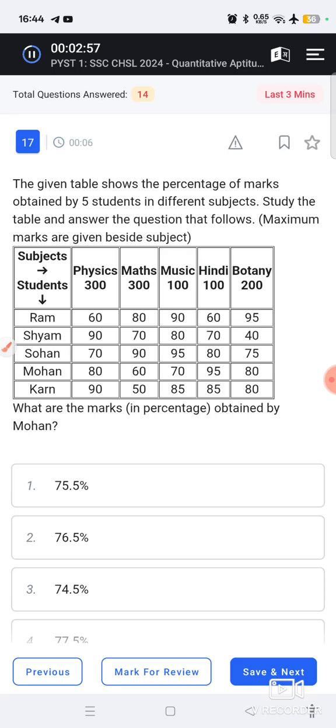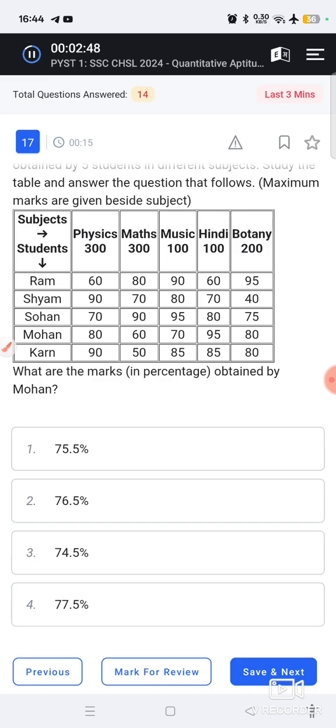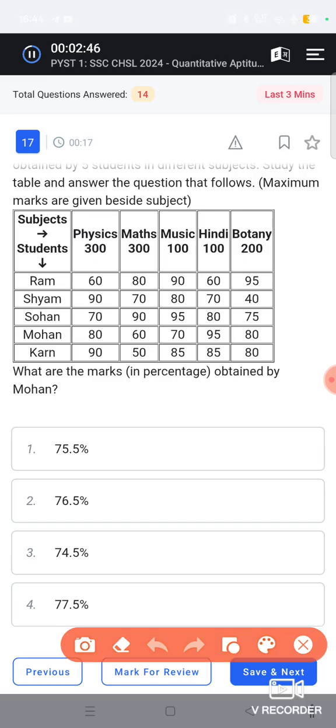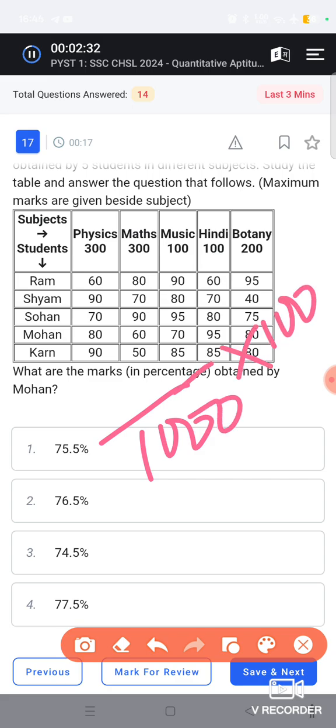What is the mark percentage obtained by Mohan? 80. Total marks 3367881 into 100, and 8, 14, 21, 29, 38. Okay.